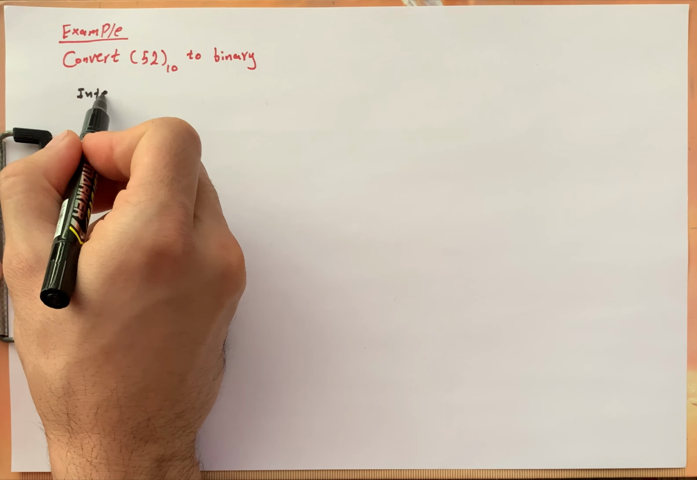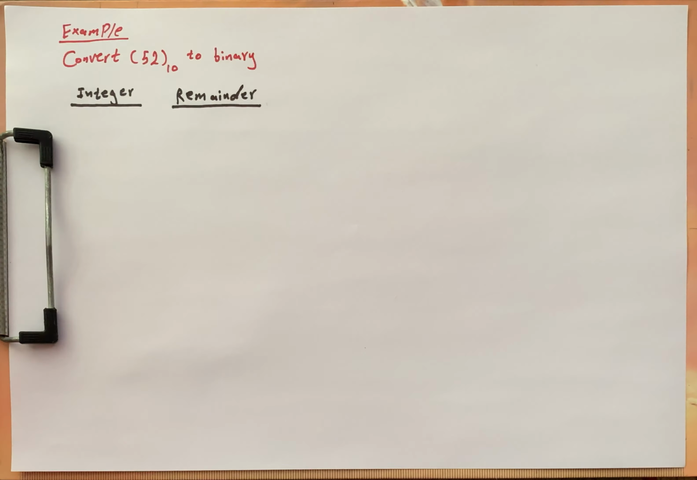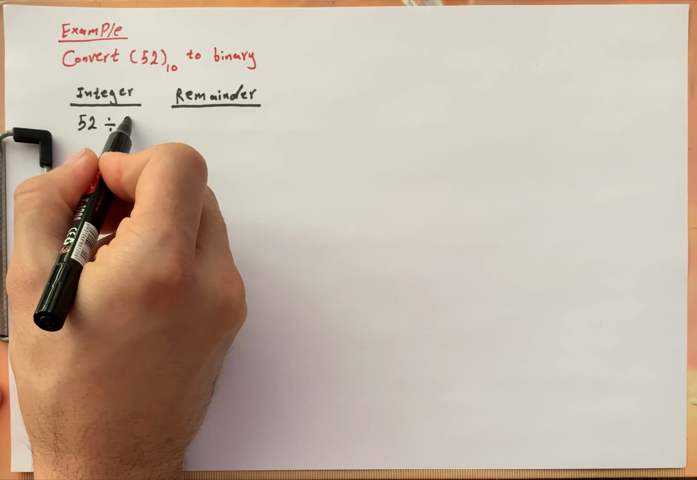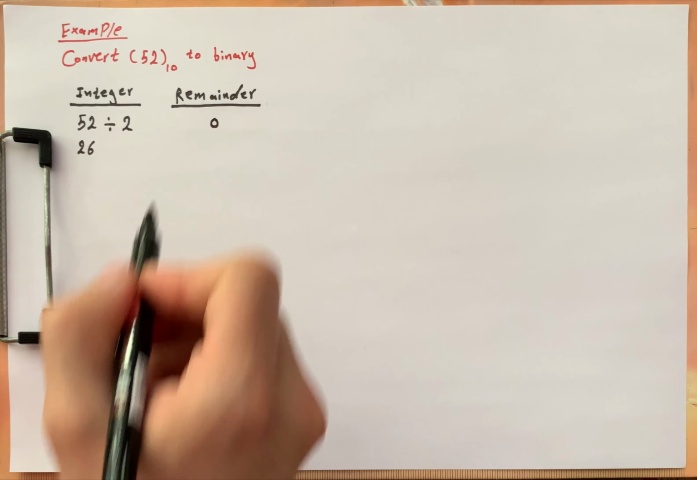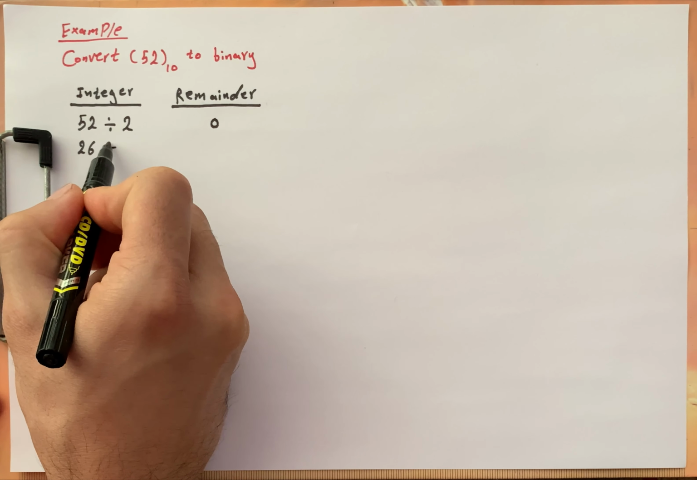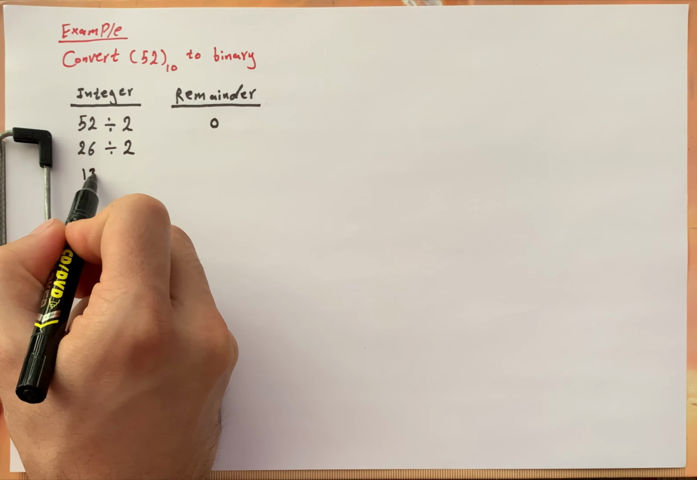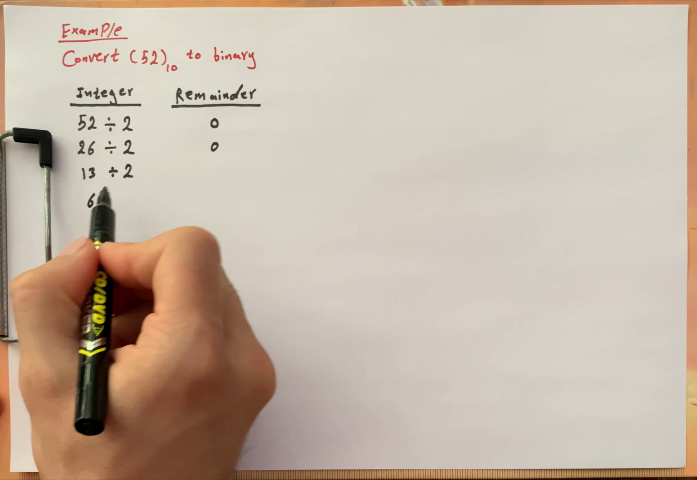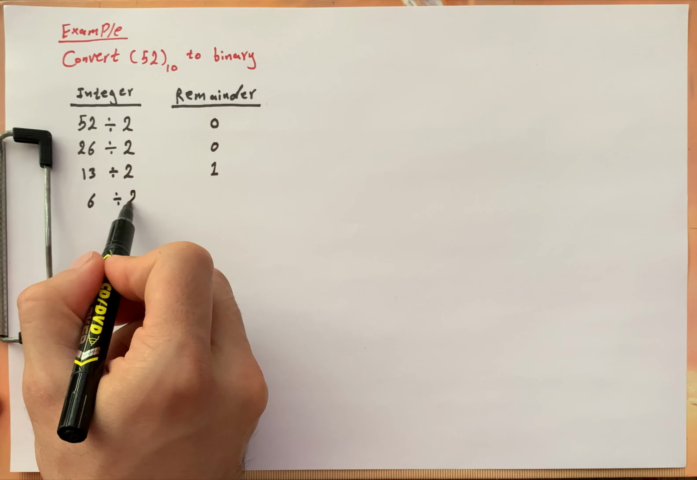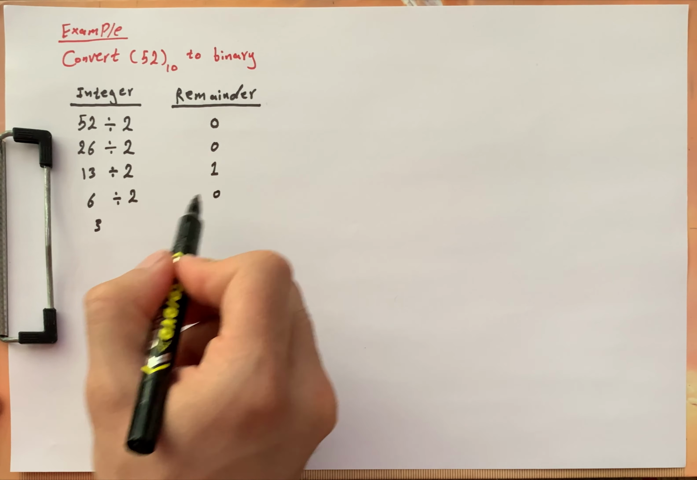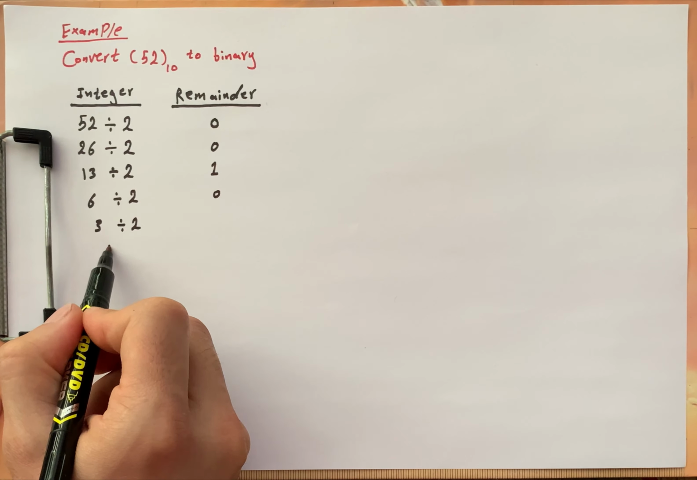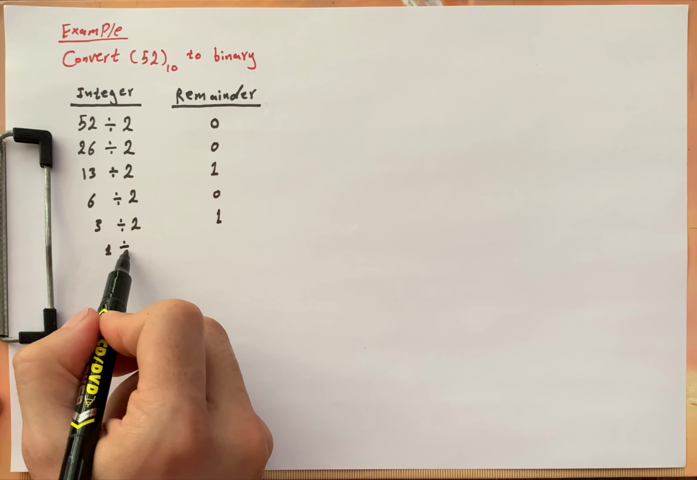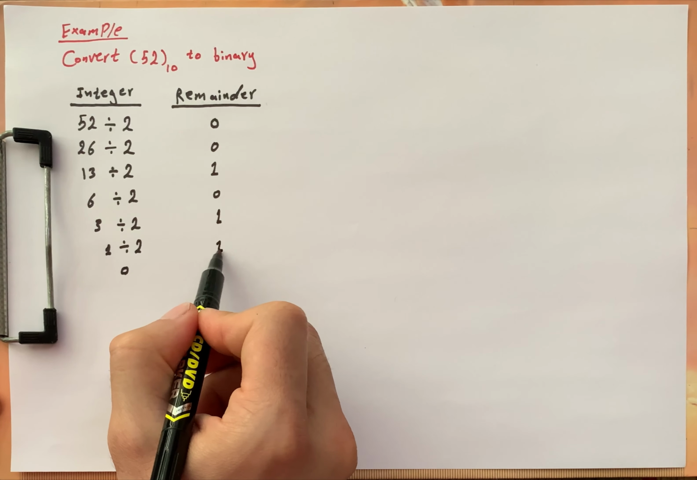We will make two columns, integer and remainder. Divide 52 by the base 2 gives 26 with a remainder 0. Then divide 26 by the base 2 gives 13 with a remainder 0. Then divide 13 by 2 gives 6 with a remainder 1. Then divide 6 by 2 gives 3 with a remainder 0. Divide 3 by 2 gives 1 with a remainder 1. Divide 1 by 2 gives 0 with a remainder 1.